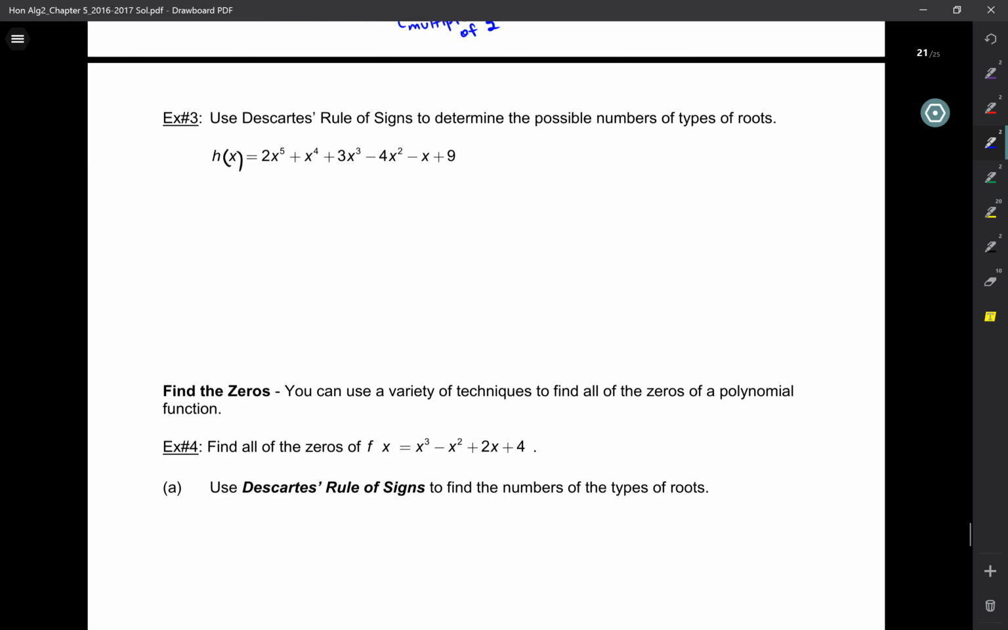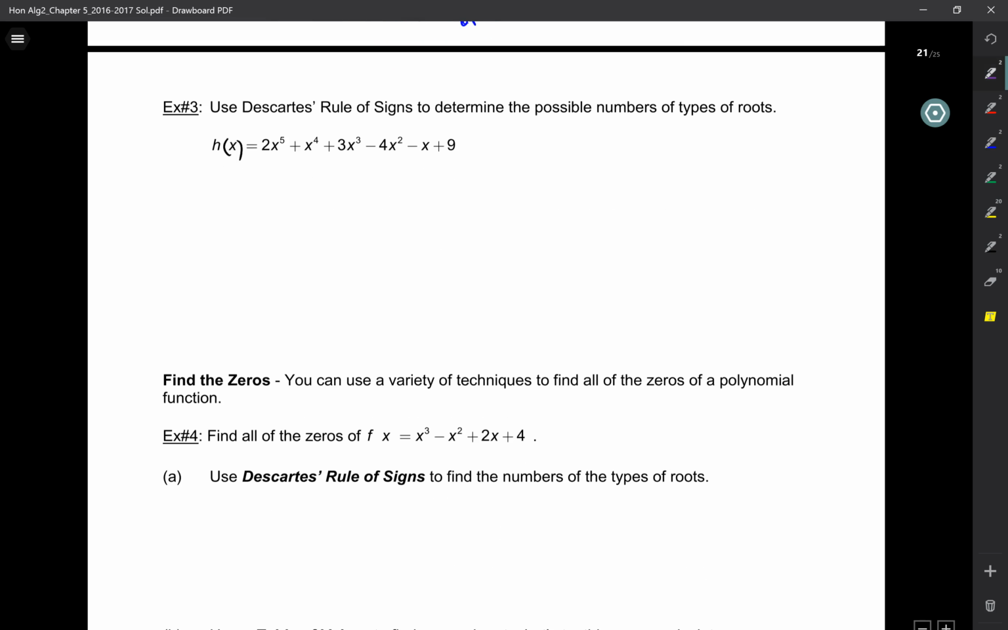Okay, we're gonna do one more, but this time I haven't broken it down into the steps. So the number of positive roots, right? We look at the sign changes in h of x, and the coefficients change once there and once here. So it's 2 or 0.